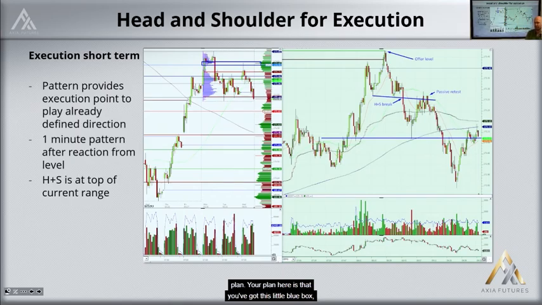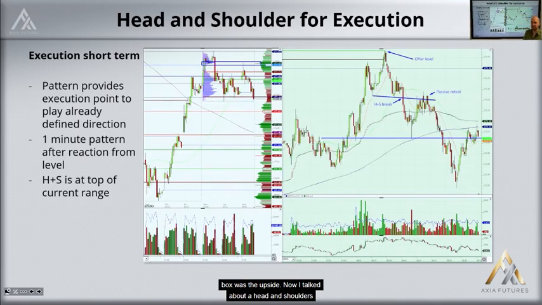You've got a plan. Your plan here is that you've got this little blue box, which we'll talk about when we do profile, and I'll come back to this example. As I've said, I'll try and bring examples back to give you more color. Essentially there's one part to this, which is this head and shoulders, but there's more structure behind this that gives you the reason why this head and shoulders pattern has that little bit more clarity to it. So what we've got here then is a structure on an hourly that would give you fair reason to want to sell in this little box towards the upside.